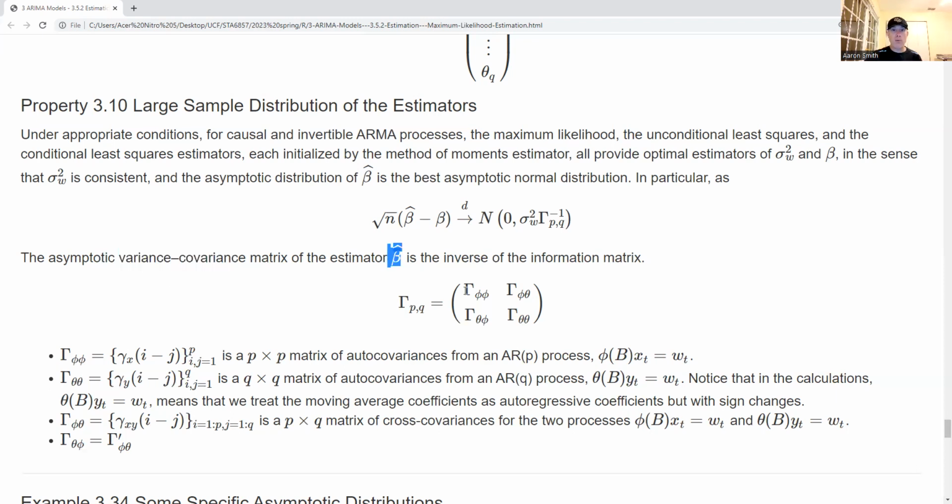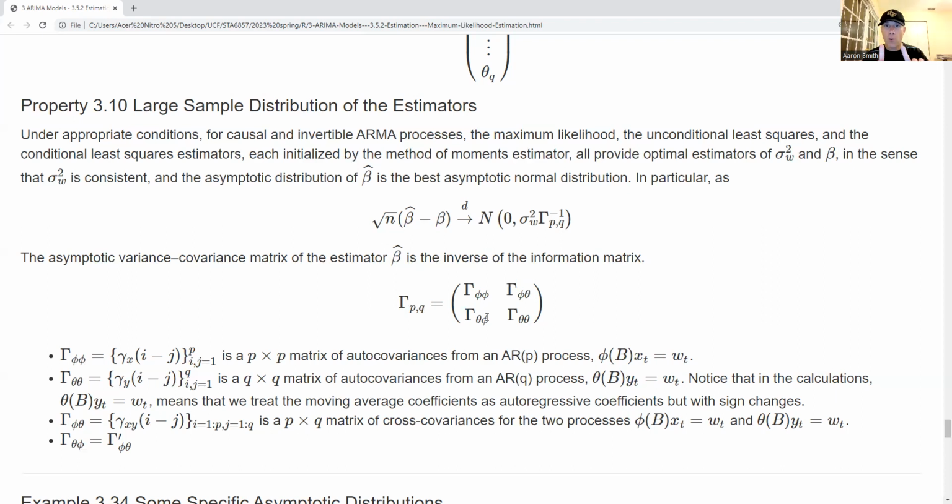All right, so the asymptotic variance covariance matrix of my estimators is going to be the inverse of this information matrix. Notice that this matrix here, whose inverse is here, I'm going to represent with a block matrix. Notice that this has phi as the subscripts. This has theta theta. This has phi theta, and this has theta phi.